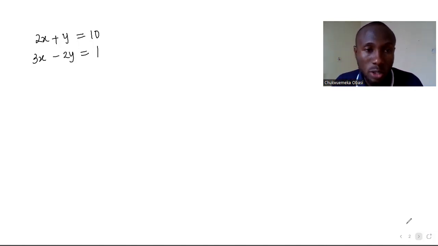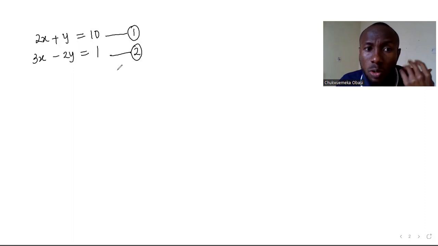So let's start with question one. Question one says we have 2x plus y is equal to 10 and 3x minus 2y is equal to 1. The first thing I would like to do is name these equations. I'll call this equation 1 and I'll call this equation 2, right?